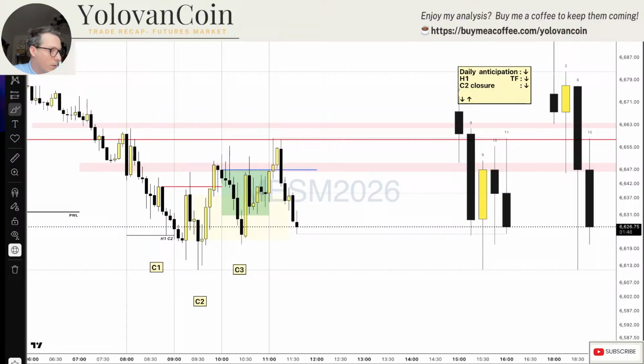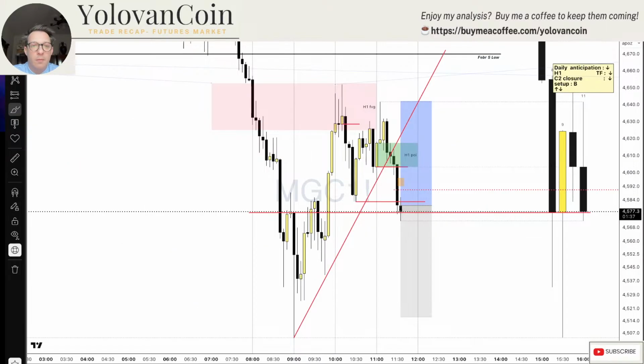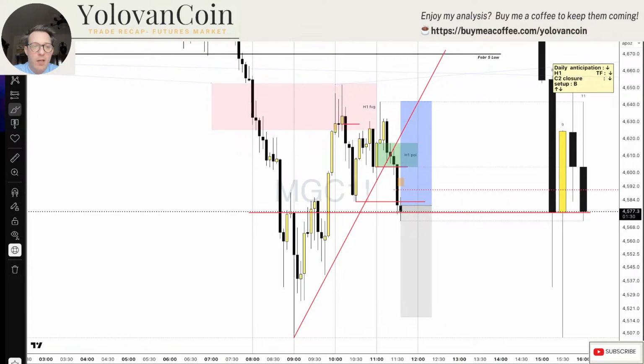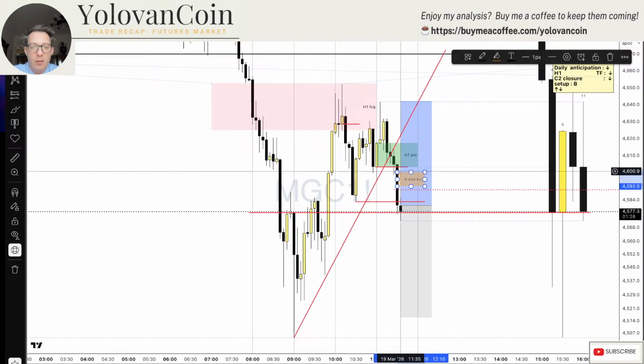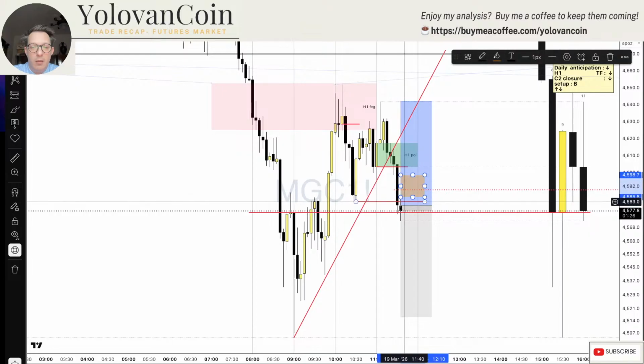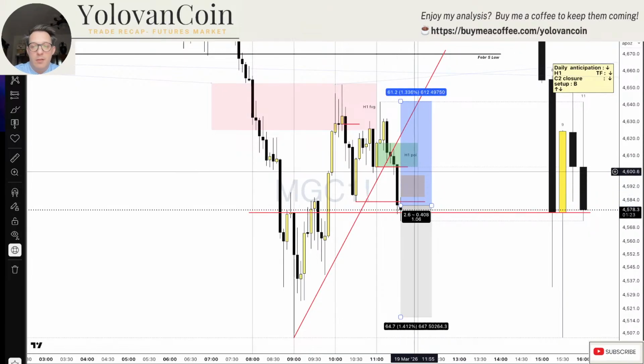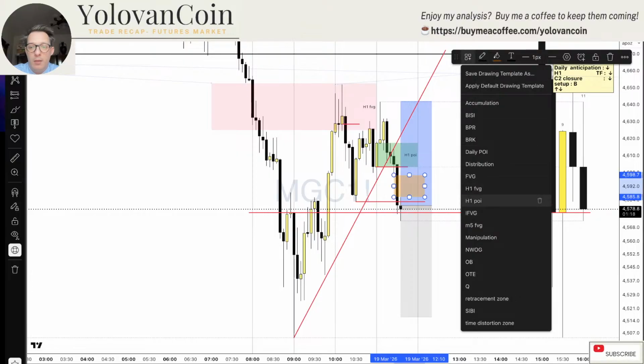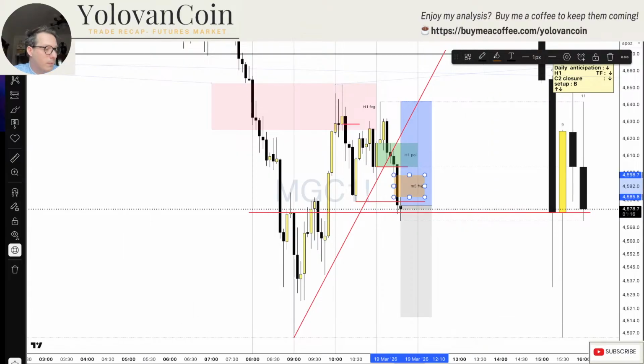Yeah, gold is probably gonna range a bit. So maybe it's gonna leave a 5 minute fair value gap here, which would be ideal. So the price can come back to this fair value gap and we can short from that fair value gap to anticipate lower prices. But the stop loss is huge.